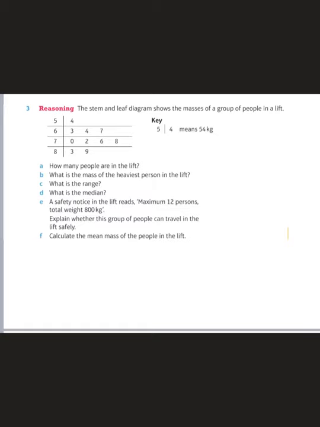The question says, the stem and leaf diagram shows the masses of the group of people in a lift. Okay, so the first question is, how many people are in the lift? What we need to do, we need to count all of these values, okay, to find how many people were in the lift. Okay, so if you count these up, we should get 10 people.